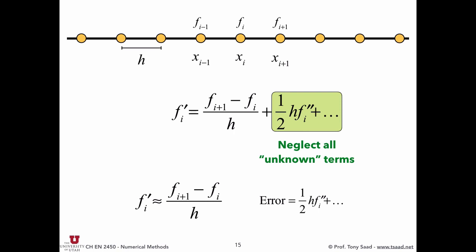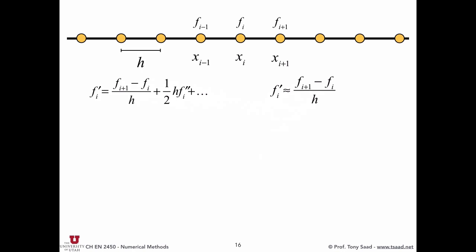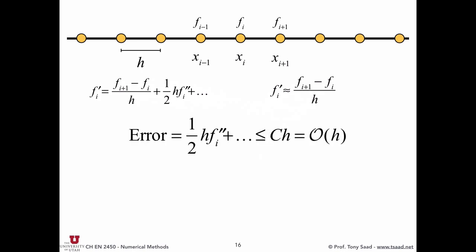1 over 2h f double prime plus 2 over 3, 1 over 3 factorial, f triple prime h squared, and so on and so forth. Okay? So bear with me now, and we'll see where that's going to take us. We're going to call this error 1 over 2h f double prime, and so on. And you can show that that entire error is dominated by the first term that has h in it.